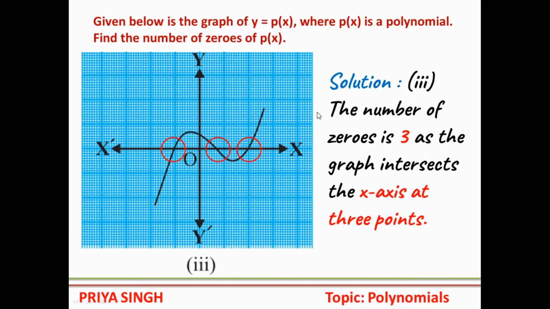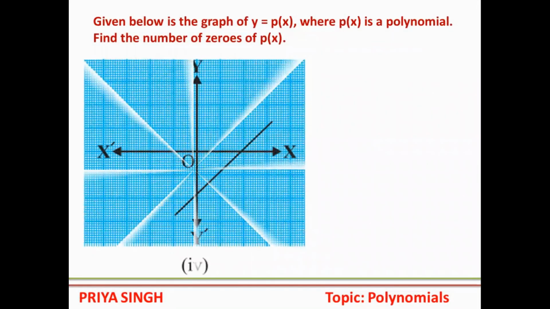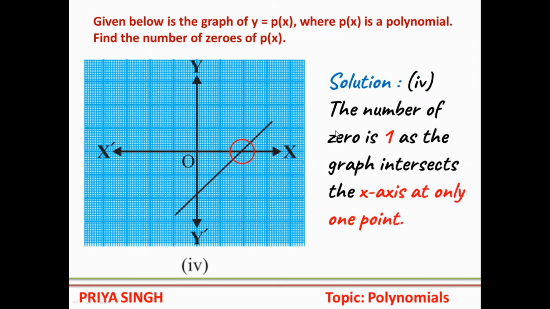Now let us take the fourth sum. Here, as you can see in this graph, there is one intersection point with the x-axis. We are not at all bothered about intersection with the y-axis. What matters is intersection with the x-axis. Since there is only one intersection present, the number of zeros will be 1, as the graph intersects the x-axis at only 1 point.